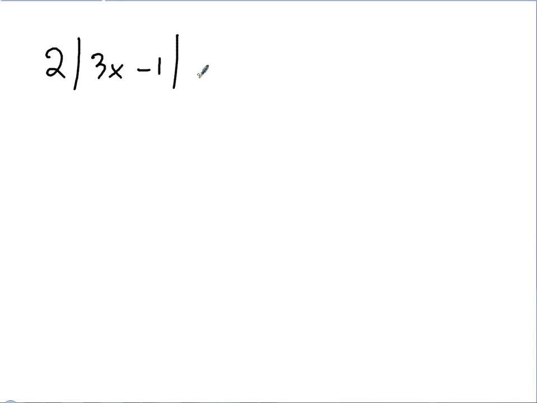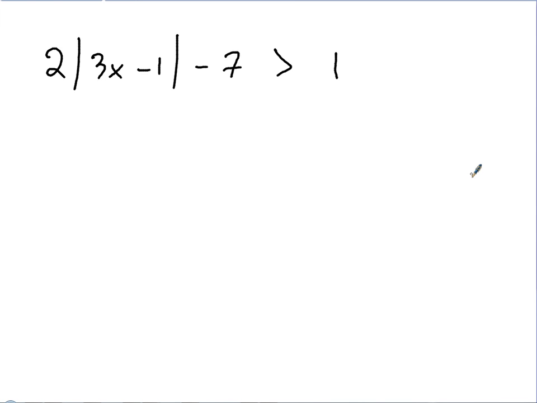Okay, last one. How about this? What if I have 2 times the absolute value of 3x minus 1, minus 7, is greater than 1? We'll make a really hard one, harder than the ones even. Okay. So now what? What's the first thing I got to do?